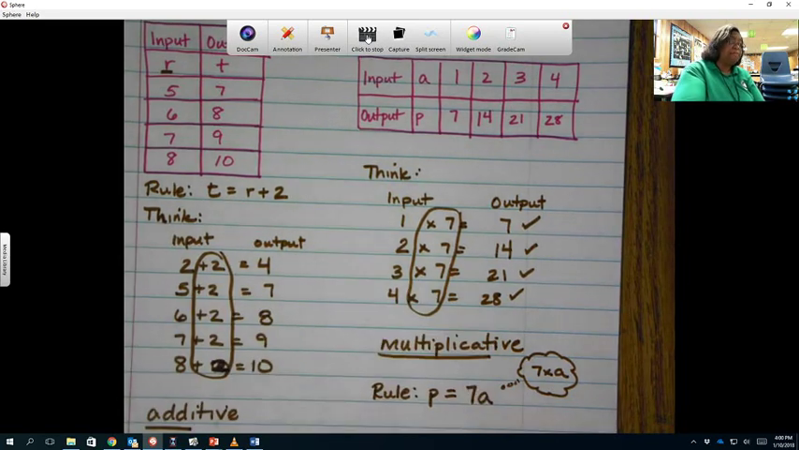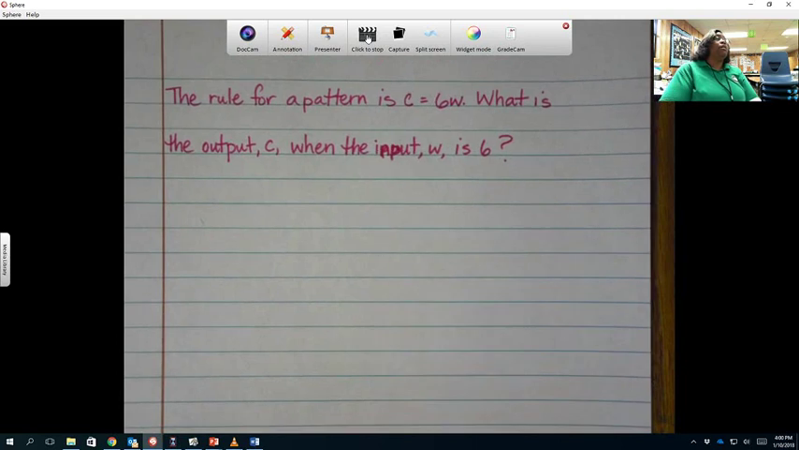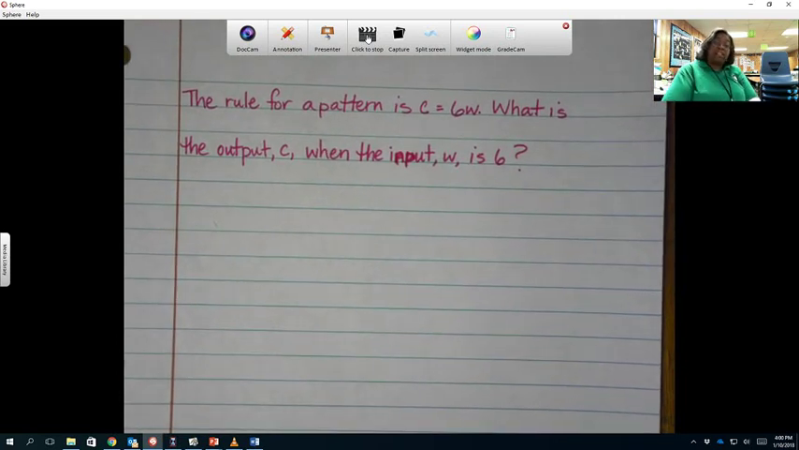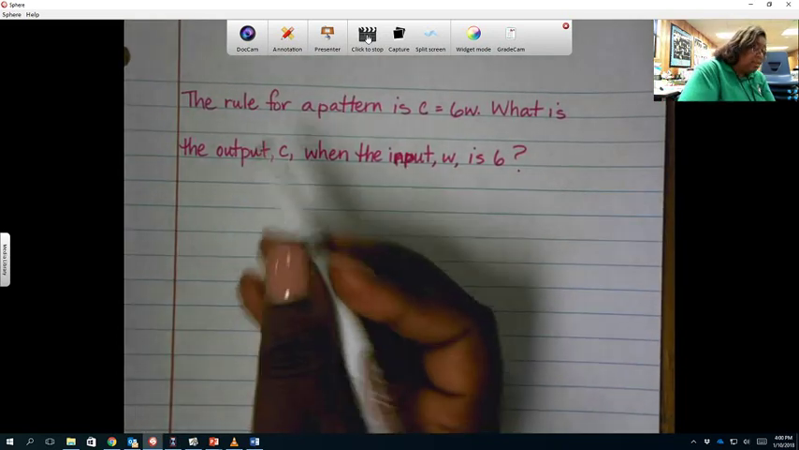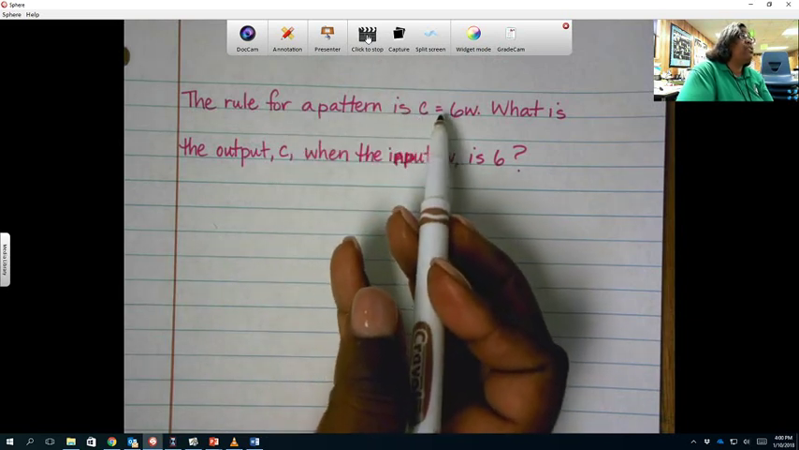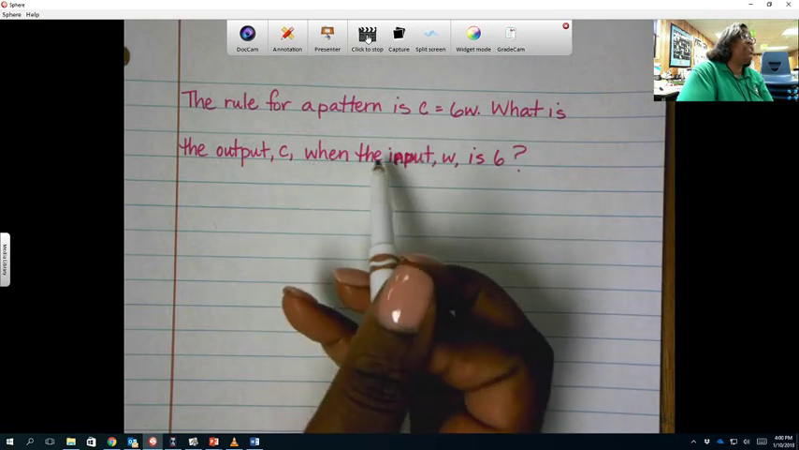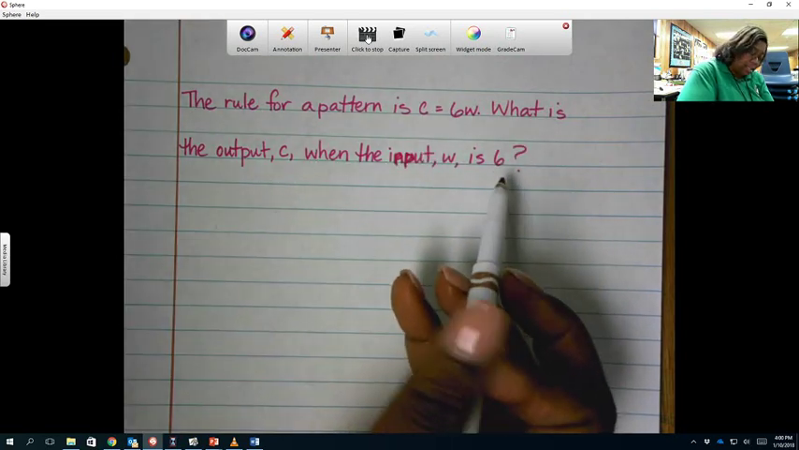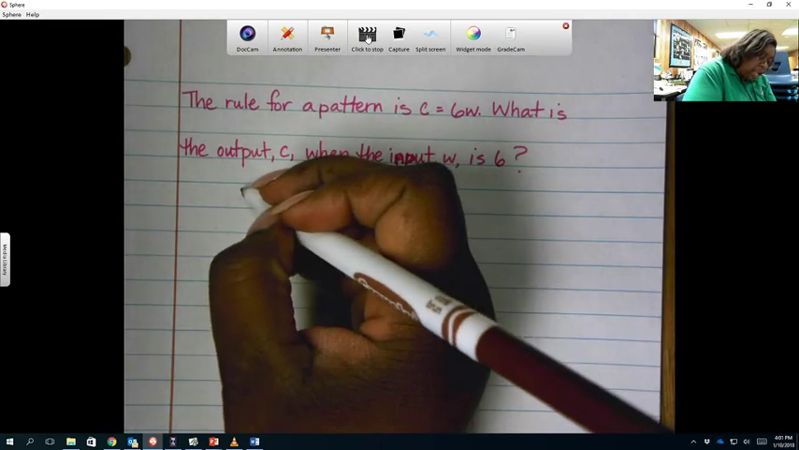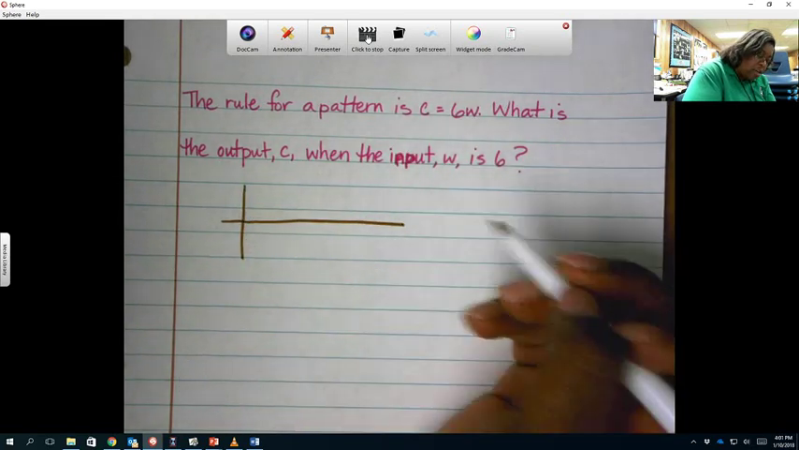Okay. Alright, let's do one example of a word problem where we're going to have to make a table and discover the rule in the pattern. The rule for a pattern is C equals 6W. What is the output C when the input W is 6? Well, let's just draw our table just to demonstrate how we can use it to solve for our answer.